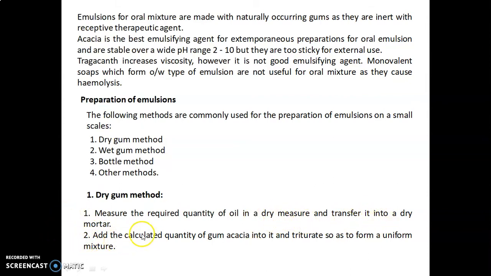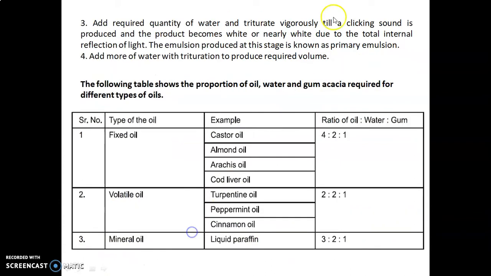Then add the calculated quantity of gum acacia into it and triturate to form a uniform mixture. Third, add the required quantity of water and triturate vigorously till a clicking sound is produced and the product becomes white or nearly white due to the total internal reflection of light. The emulsion produced at this stage is known as the primary emulsion. Fourth, add more water with trituration to produce the required volume.